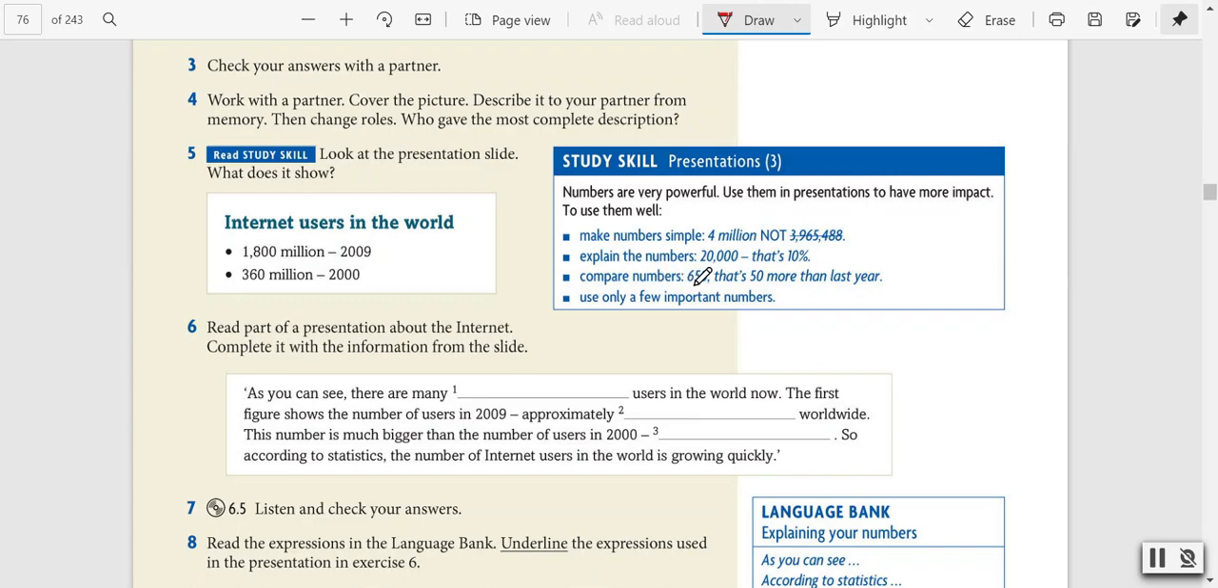Explain the numbers: 20,000. That's 10%.